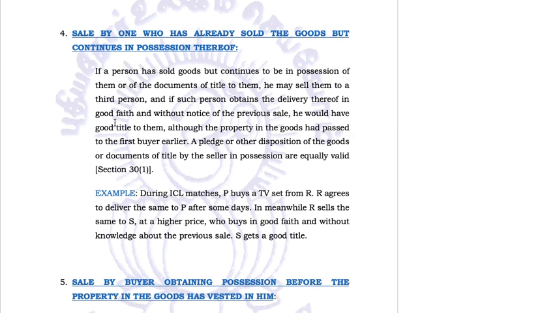Sale by one who has already sold the goods but continues in possession thereof. Now there may be a situation in which a seller has sold the product but he still continues in the possession of the goods, like we discussed the case of a banana seller earlier in the slides.